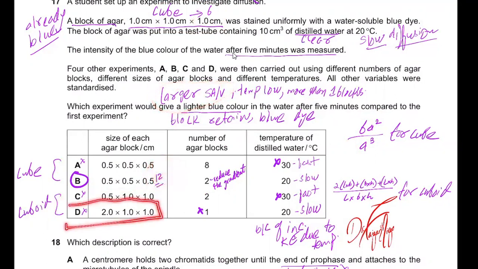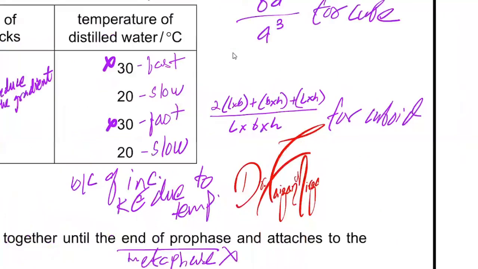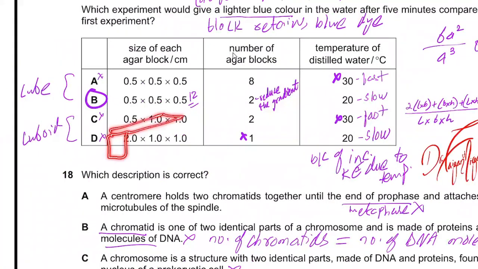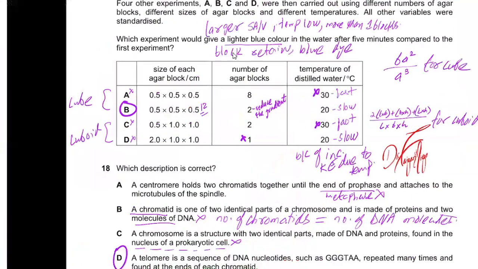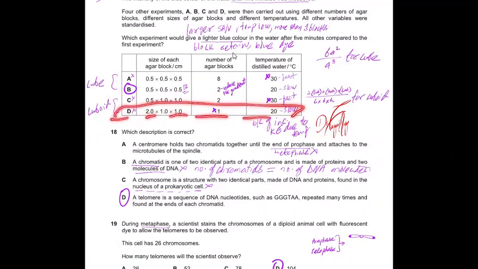Now, if you think that D has a larger surface area as well, you cannot apply this formula, because this formula is for a cube. You will apply the formula for a cuboid. The cuboid formula is 2 into length times breadth plus breadth times height plus length times height, divided by length times breadth times height. What's a cuboid? A cuboid is a rectangular three-dimensional structure. So this is a cuboid. C and D are cuboids, whereas A and B are cubes. You can just perform this calculation, and that will tell you that this will be carrying out diffusion faster as compared to B. So B will be our answer.